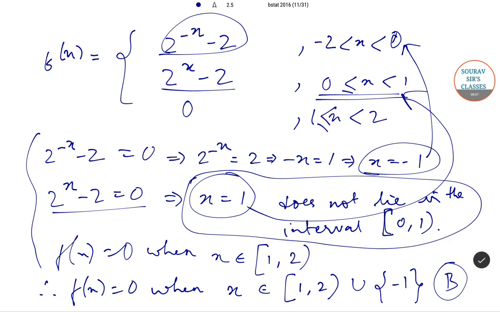So today we have solved the question number 10 from the ISI B-Stat question paper of year 2016. We'll be solving the next questions in the subsequent videos.